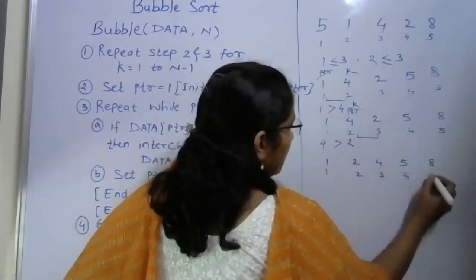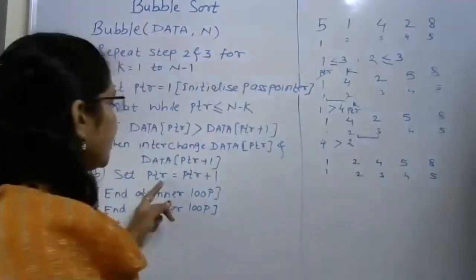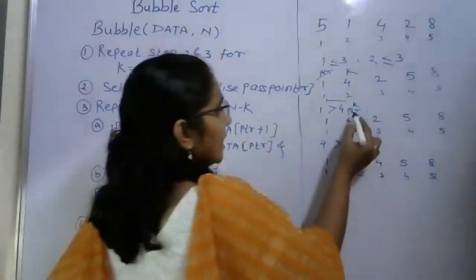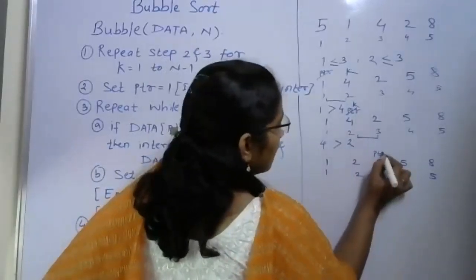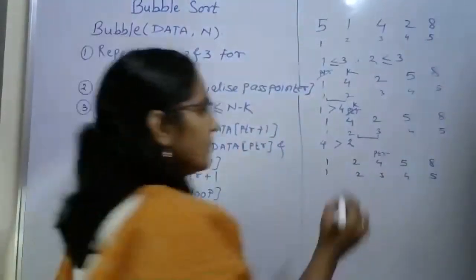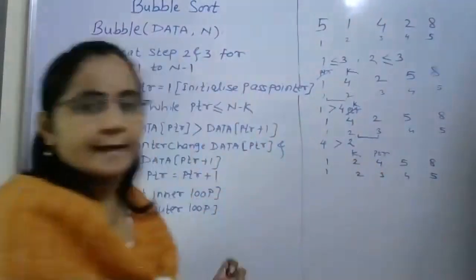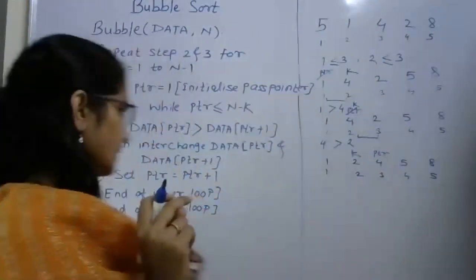1, 2, 3, 4, and then 5. Then set PTR equal to PTR plus 1. The PTR is at the second location. Now the new PTR is at the third location: 2 plus 1 is equal to 3. And your K is at second, because this is your second pass.